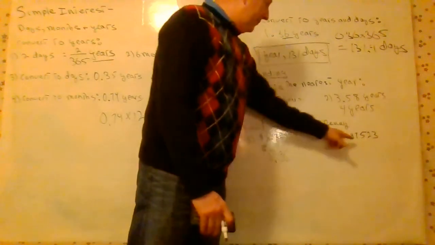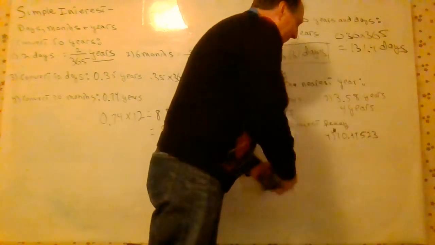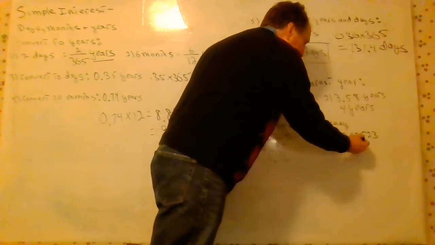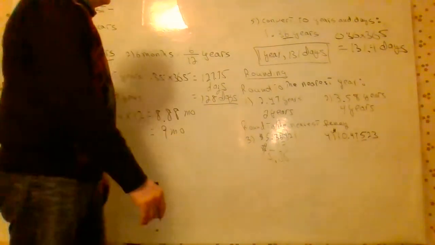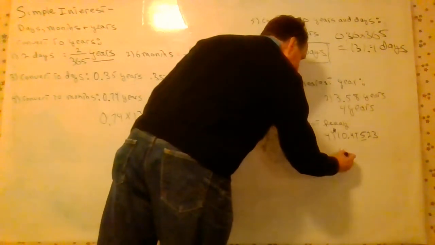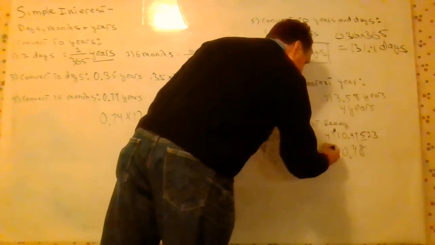And now we have $10.47 in this fraction. Well, there's the cents place. Go to the next place. Guess what? It's 5 or greater, so we're going to round up. We'll round this up to $10.48.